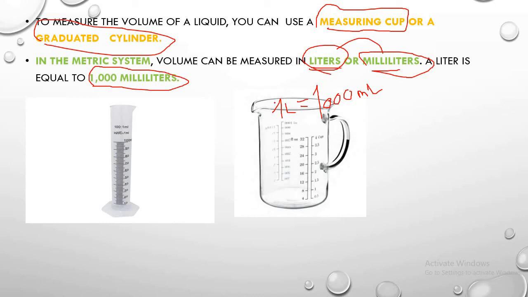So if I want to measure the volume of any liquid, I can use a measuring cup like this, or a graduated cylinder like this, and use liters or milliliters as a unit. This is milliliters.